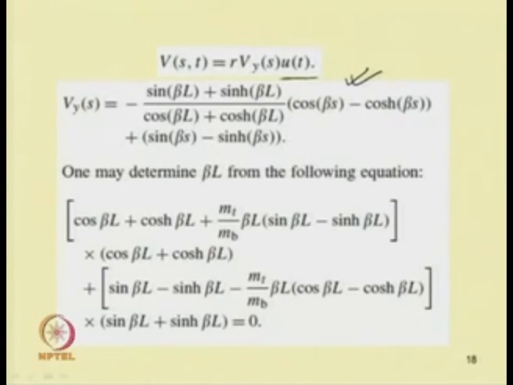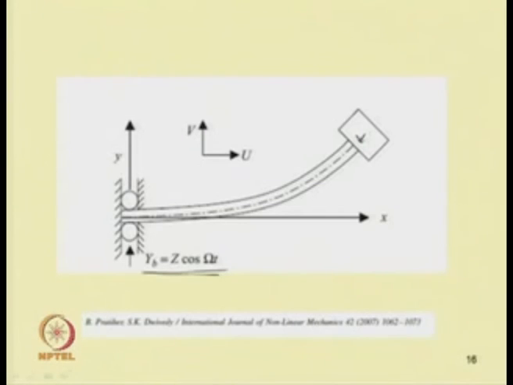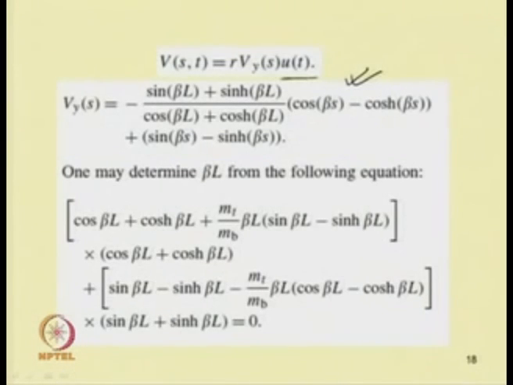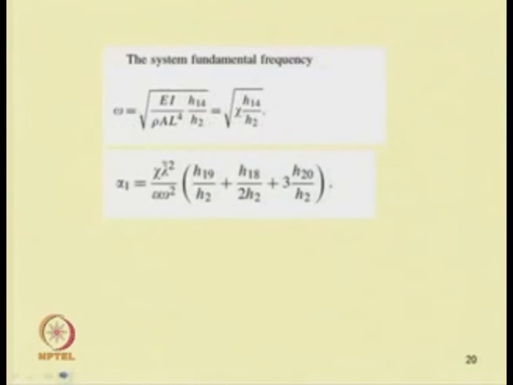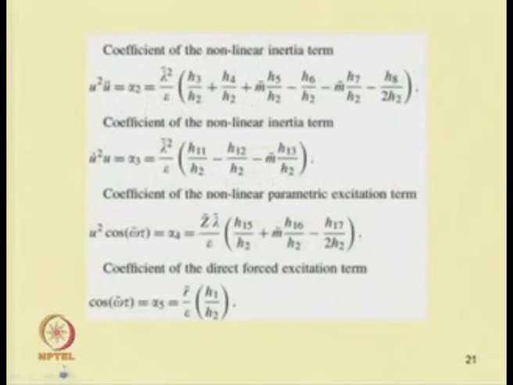So, this is the shape function of a cantilever beam with tip mass. As a tip mass is there, one can consider the shape function of a cantilever beam with tip mass, and this expression gives the frequency equation for beta L. So, one can find this temporal equation in this way. After finding this temporal equation, one can see the coefficients can be written in this form.